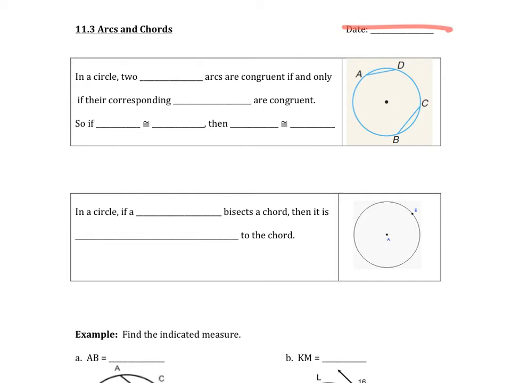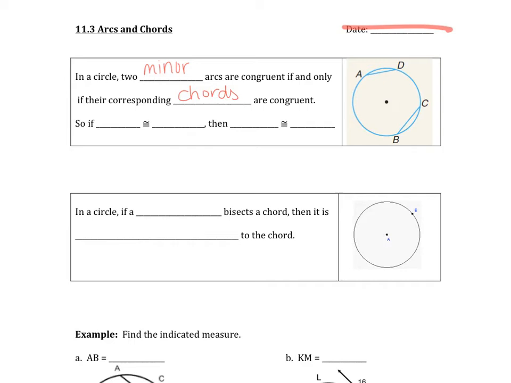In a circle, two minor arcs are congruent if and only if their corresponding chords are congruent. A quick reminder on what chords are. Remember, chords are segments that touch the outside of the circle and don't go through the middle.